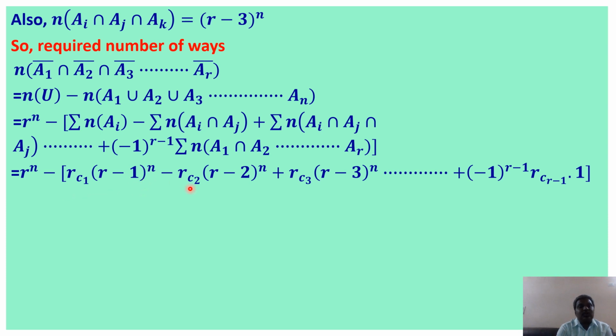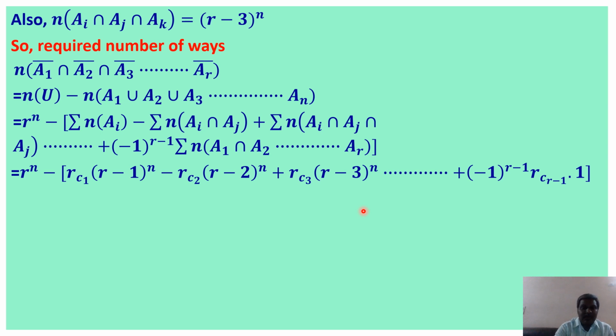Now this is rC2. How is rC2 obtained? How many boxes are there? R boxes. Out of r boxes, in how many ways can we select two different boxes? In rC2 ways. These two boxes are not allowed to take any ball. That is, two empty boxes are selected out of r boxes in rC2 ways. The remaining boxes are r minus 2. We have to send the n different balls to the r minus 2 boxes in (r minus 2) whole to the power of n ways. So the number of ways is rC2 into (r minus 2) whole to the power of n. In the same manner we proceed and get rC3 into (r minus 3) whole power n plus and so on up to minus 1 whole power r minus 1 into rC(r minus 1) into 1.